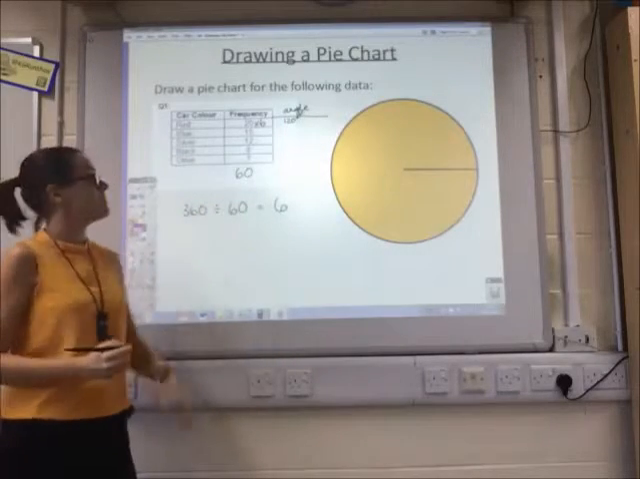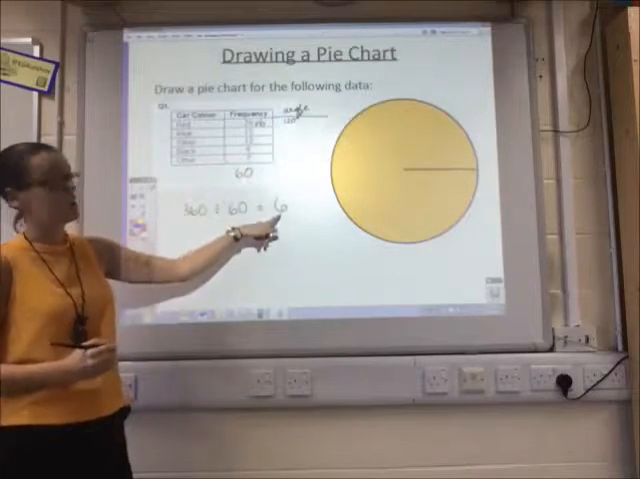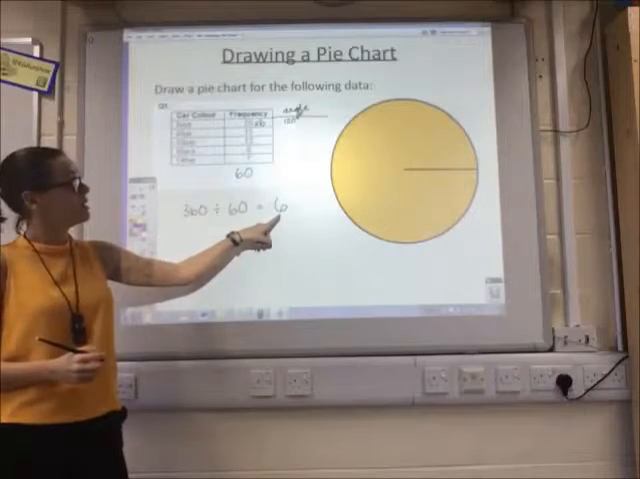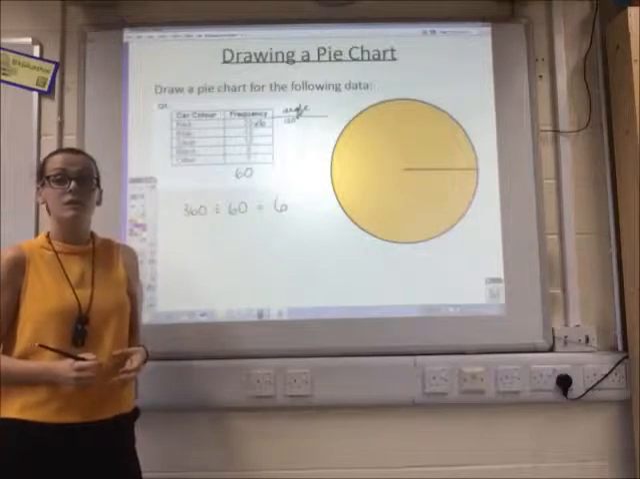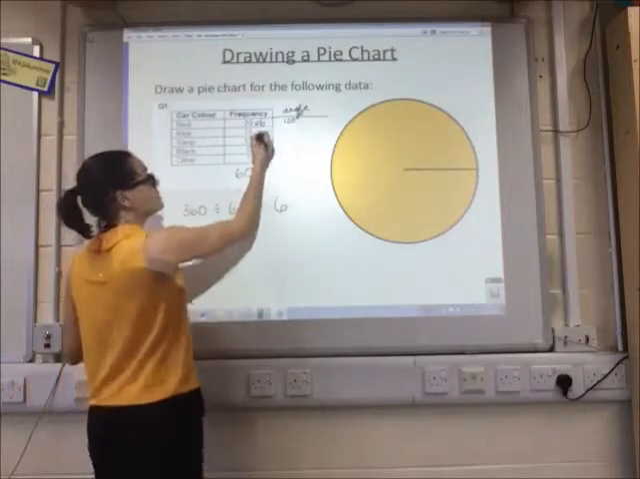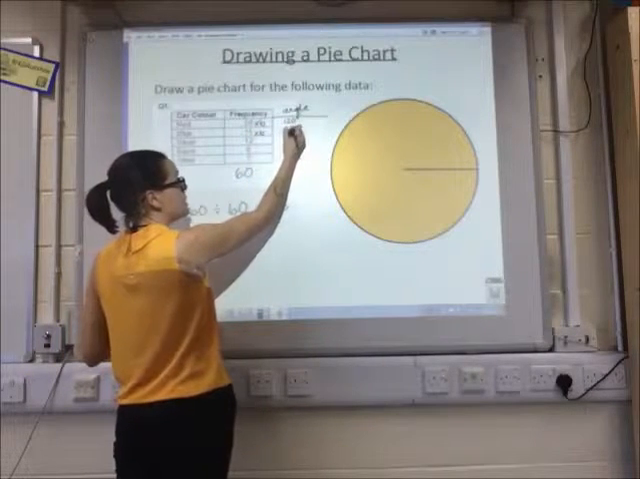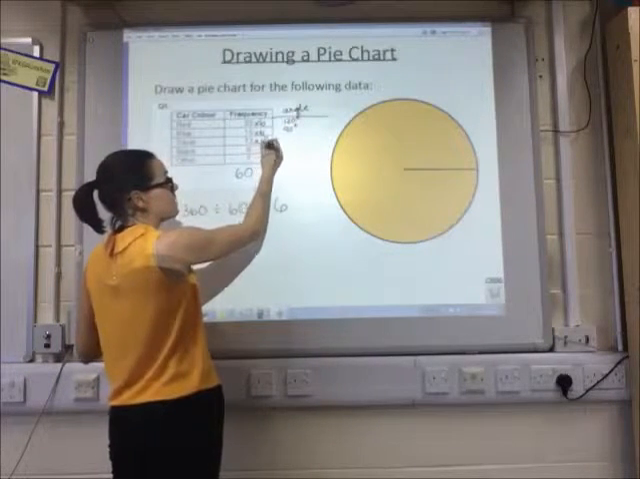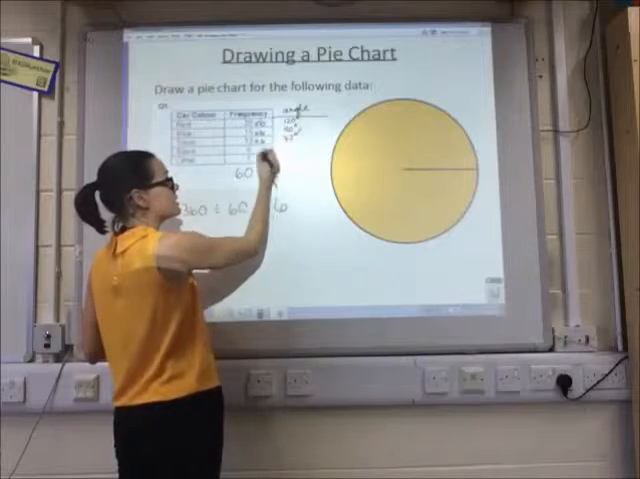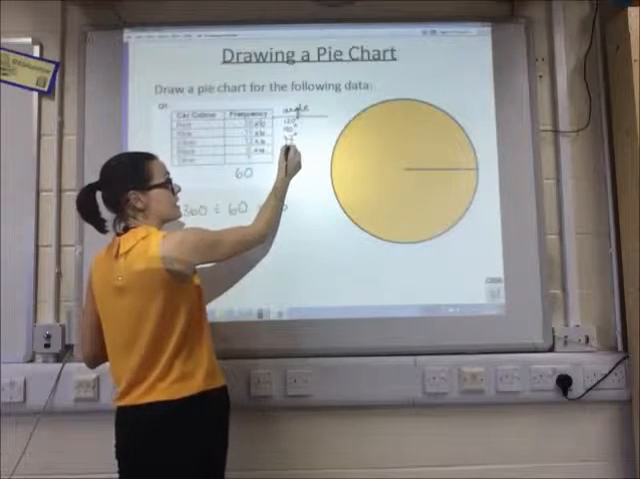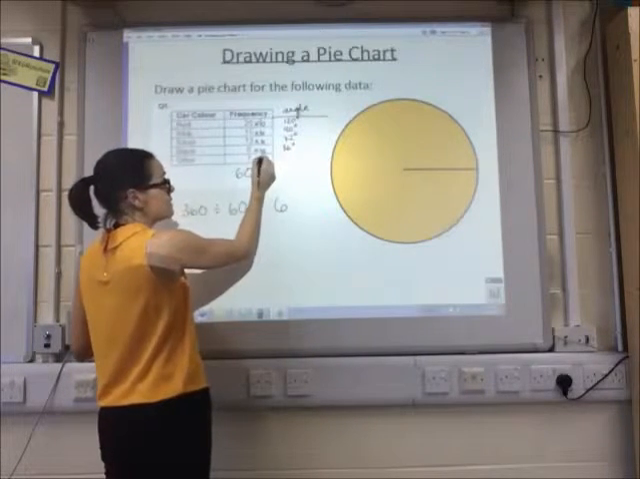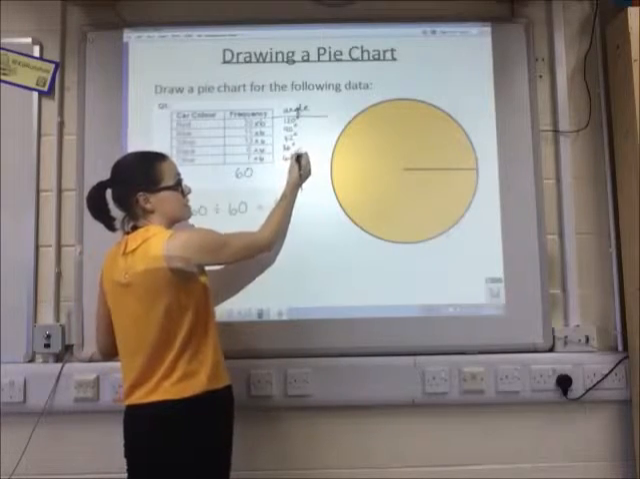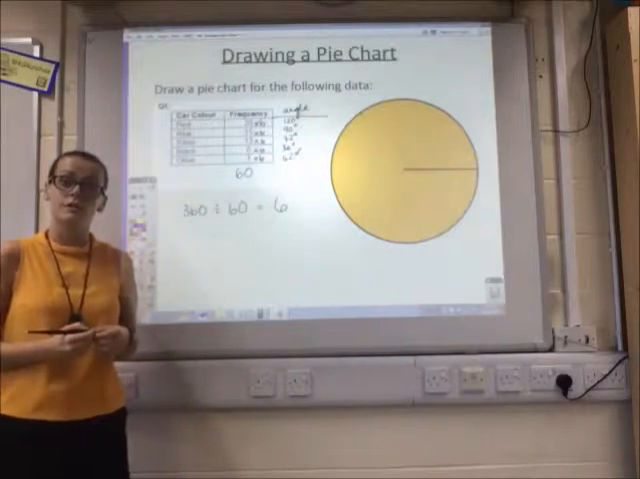And that's my next step. I'm going to multiply each one of these by the answer that I got here in order to figure out how many degrees each of those sections needs to be. So 15 times 6 is 90 degrees, 12 times 6 is 72 degrees, 6 times 6 is 36 degrees, and 7 times 6 is 42 degrees for the others.